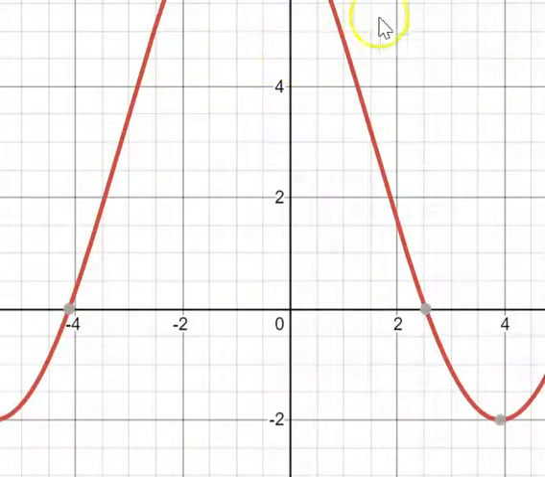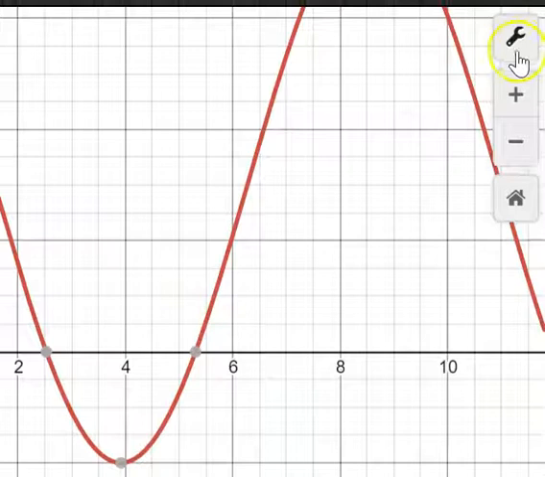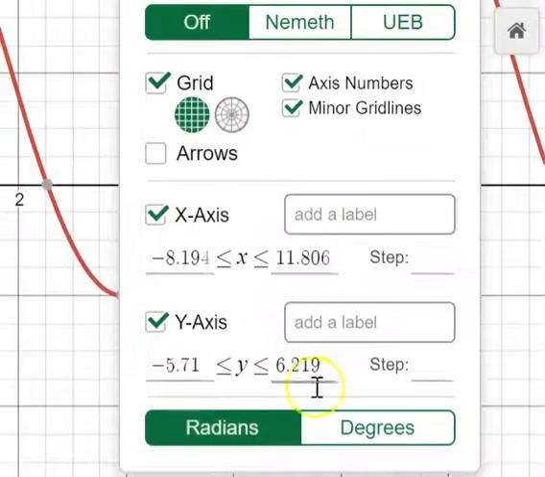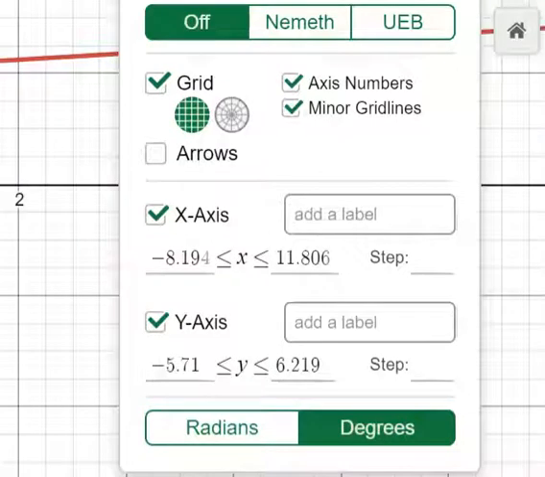Okay, then look. You're going to come over to this little wrench. Move this thing over. Okay, click this little wrench here. And then I want you to make sure at the bottom that you're in degree mode. Okay, so I clicked on the wrench. See the wrench in the corner? Okay, and then I need you to put yourself in degree mode.